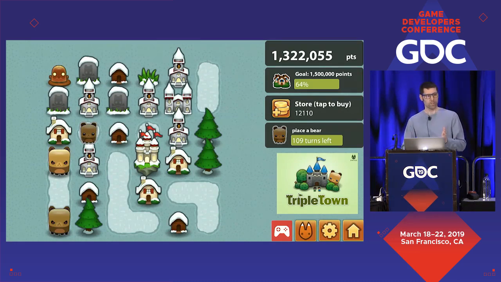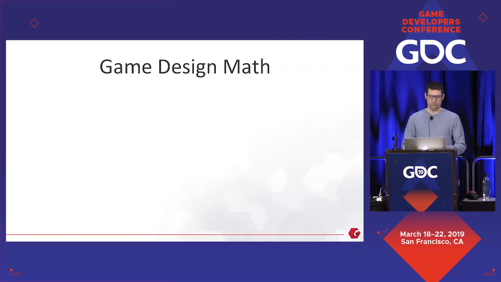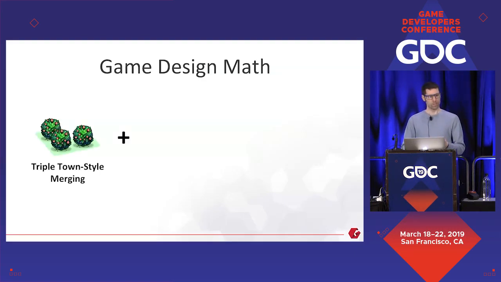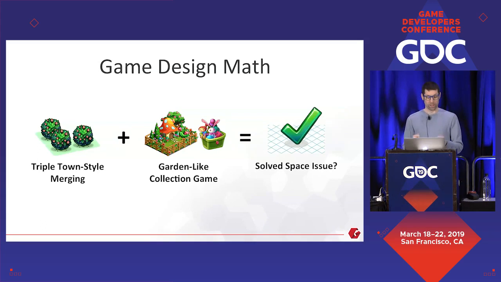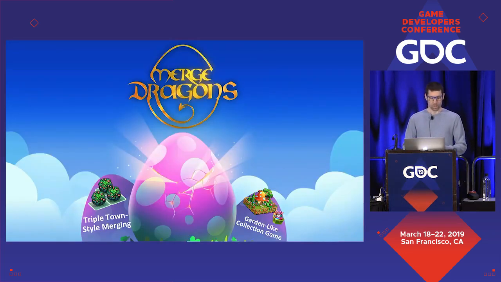So I'm thinking about this mechanic, and I'm suddenly struck by a case of game design math. Like, what if we took Triple Town-style merging and used that as a mechanic in a collection-style game that has this full garden problem? Well, that could solve the space issue because you'd be constantly freeing up more space for yourself every time you make a merge, and you'd be progressing your decorative items all at the same time. And thus, the seed for Merged Dragons was born.